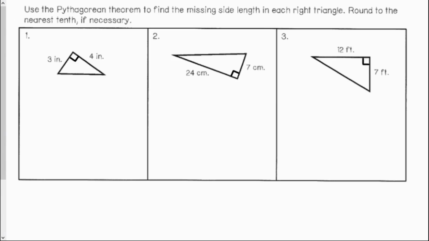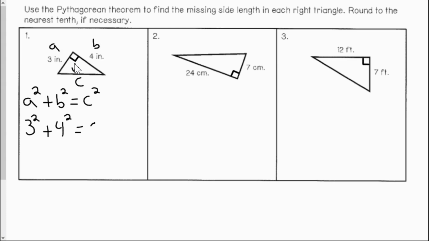Now, if I want to use the Pythagorean theorem to find missing side lengths, I can do that. Looking at number 1, I have a side length of 3 inches and a side length of 4 inches. Notice that I don't have C, my hypotenuse. So, using my Pythagorean theorem, I know a squared plus b squared will equal c squared. If I call my 3-inch side A and my 4-inch side B, 3 squared plus 4 squared will equal c squared.